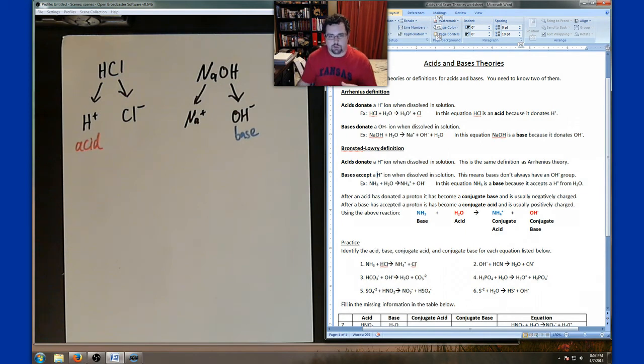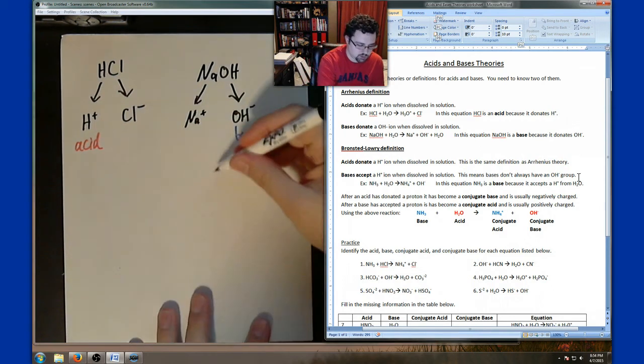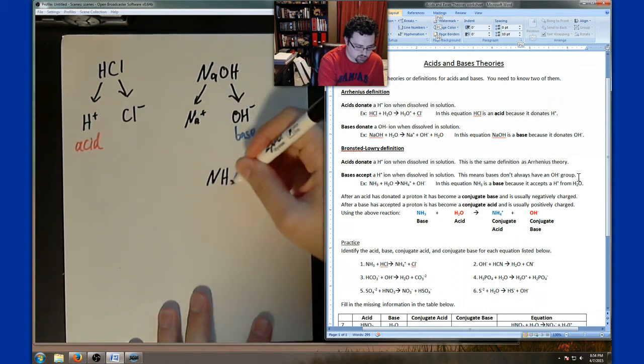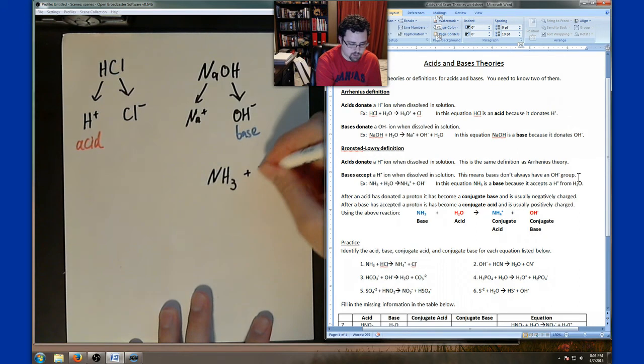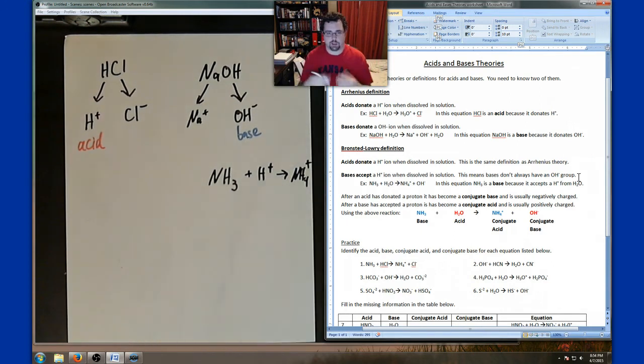But in the Bronsted-Lowry definition, one of the major differences is that bases accept an H+ ion when dissolved in solution. This means they don't always have an OH- group. For example, ammonia, NH3, one of the most common bases, has no OH group, so it doesn't match the Arrhenius definition. But it can still accept an H+ ion and form NH4+. So it's accepting the H+ ion, which means it is a base.